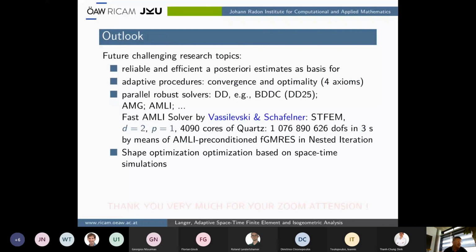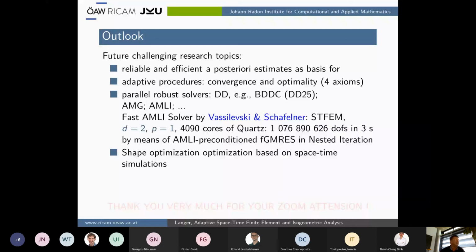Future challenging research topics, also for young people, working in mathematics but not only: reliable and efficient a posteriori error bounds for adaptive procedures. I want the proof of convergence and optimality. I see this in my numerical results, but I want to prove this. We want robust solvers, parallel solvers.